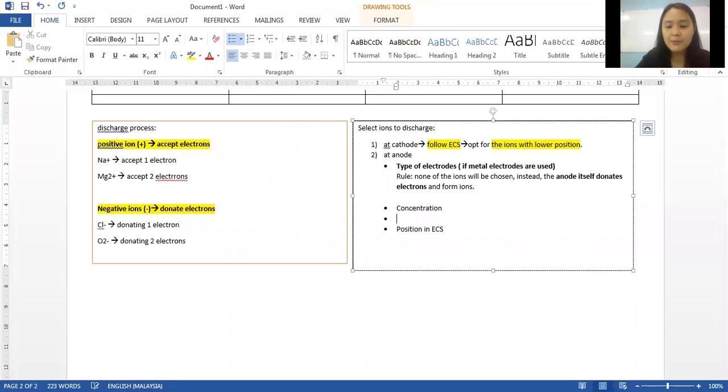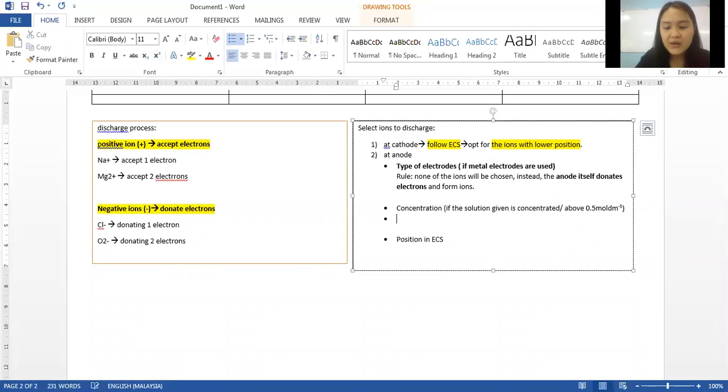Now, how about the second factor, concentration? You will use this factor if the solution given is concentrated. Some books or questions won't use the word concentrated, they give you a figure instead. If you have a concentration above 0.5 mole per dm cube, that solution is considered concentrated. So a reminder, not every time the question will tell you that you have a concentrated solution. We might give you a figure that represents it, and it's normally above 0.5.